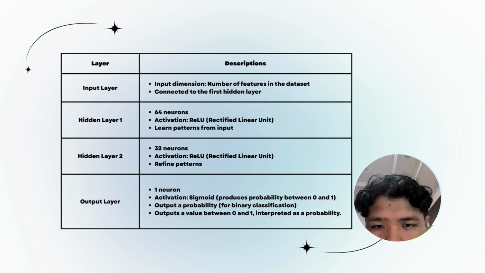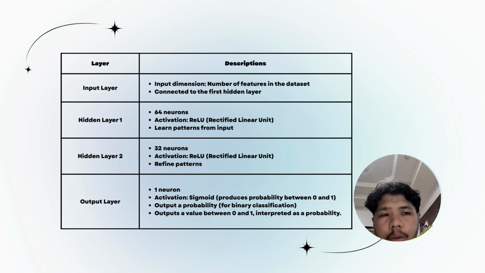Next, the output layer only has one neuron. The activation uses sigmoid, which produces a probability between 0 and 1. It outputs a probability for binary classification, a value between 0 and 1 interpreted as a probability.